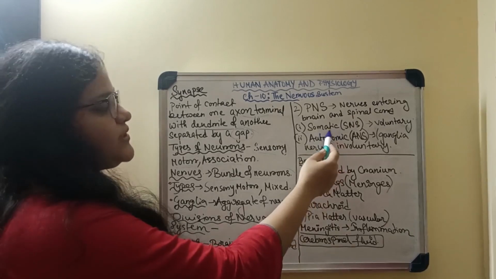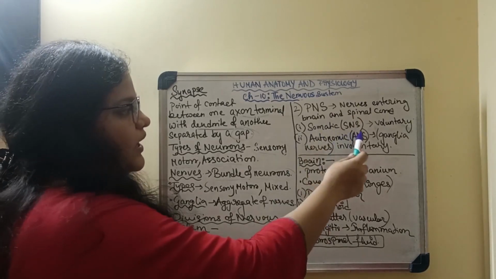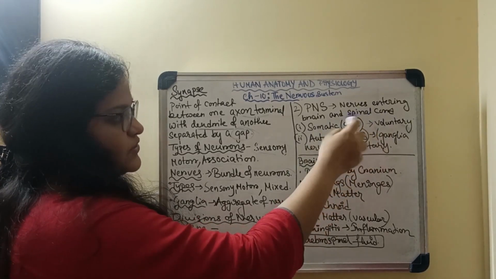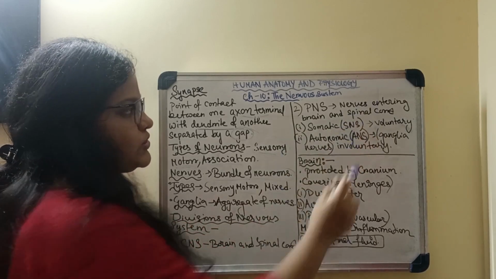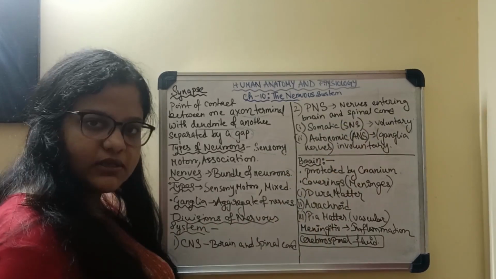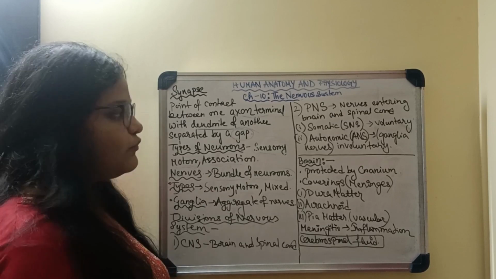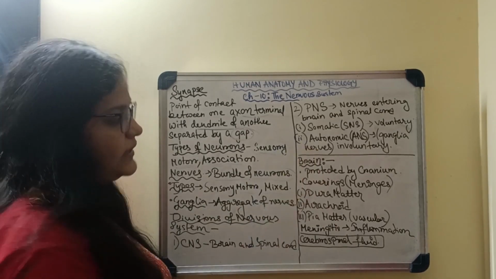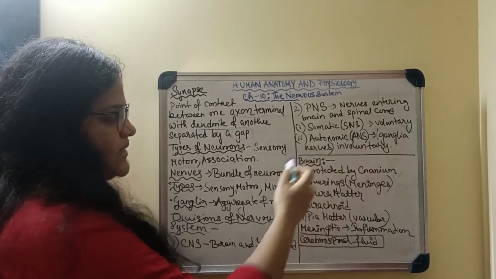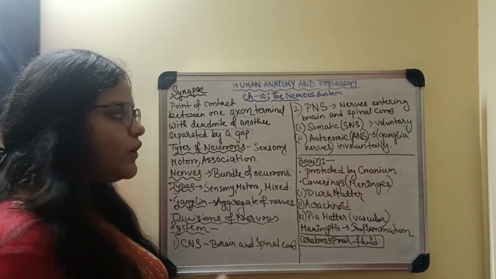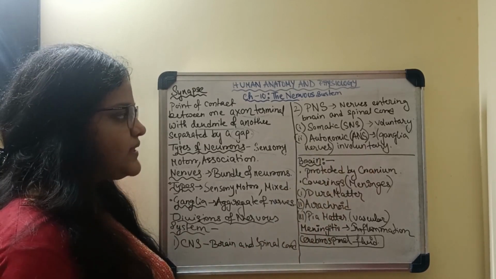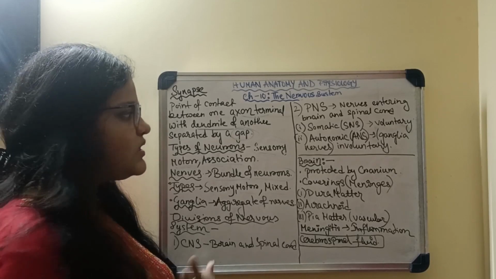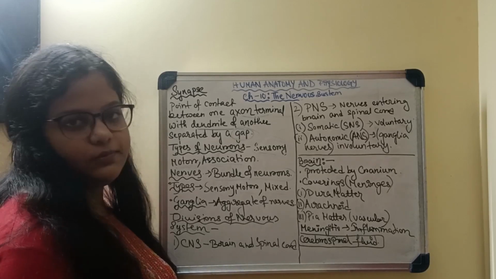Now SNS or the somatic nervous system consists of the nerves which controls the voluntary functions of the body. Voluntary functions means the movements, right? Now, autonomic nervous system का काम क्या है? It consists of the ganglia and the nerves which controls the involuntary functions of the body. That is the activities of the internal organs which cannot be controlled by us.